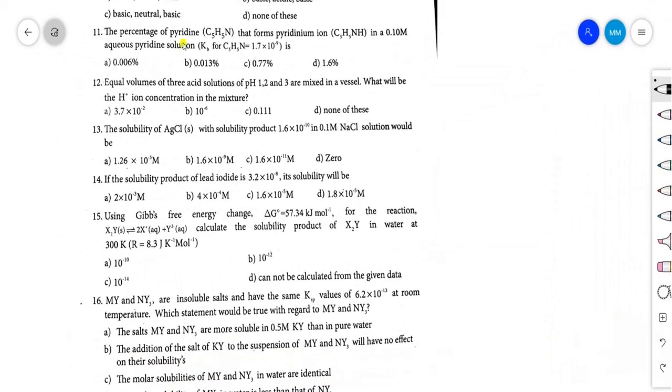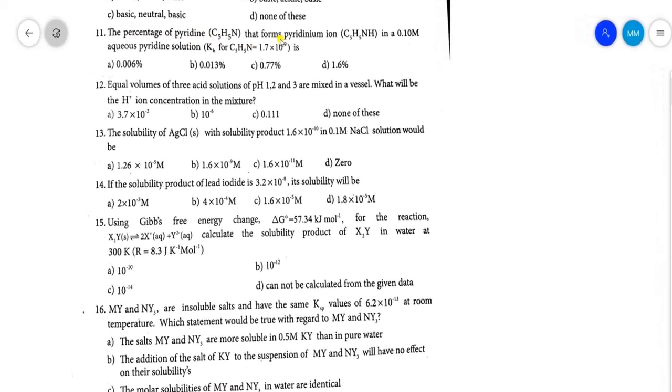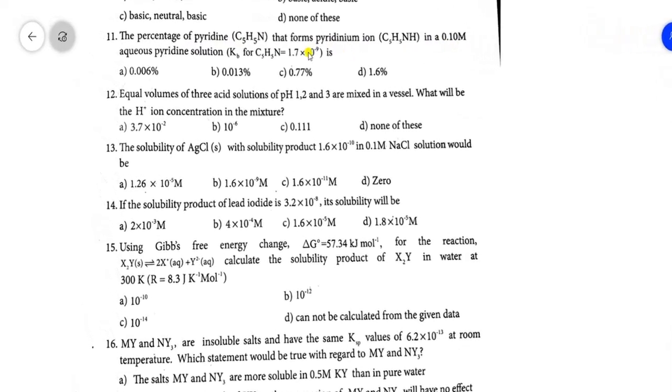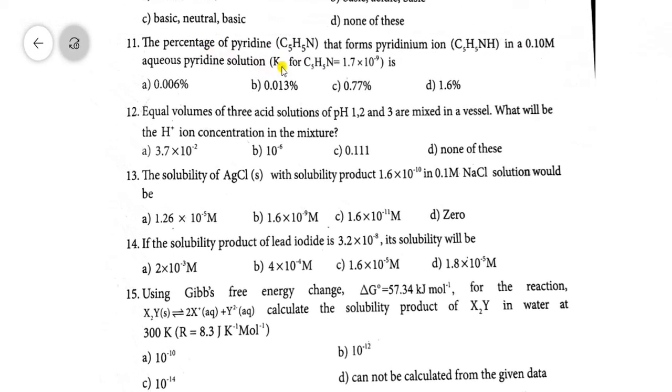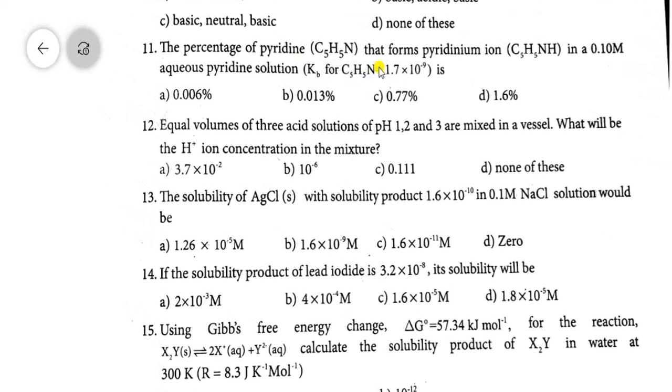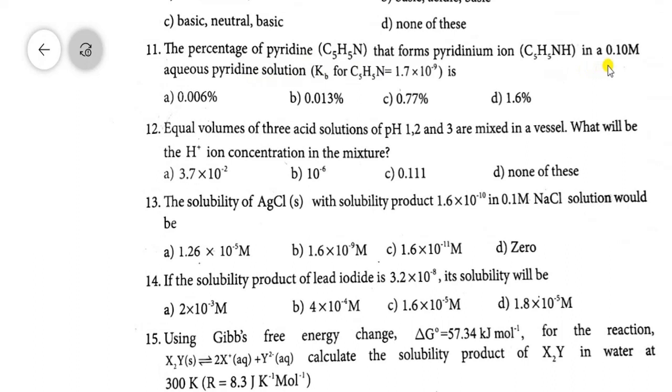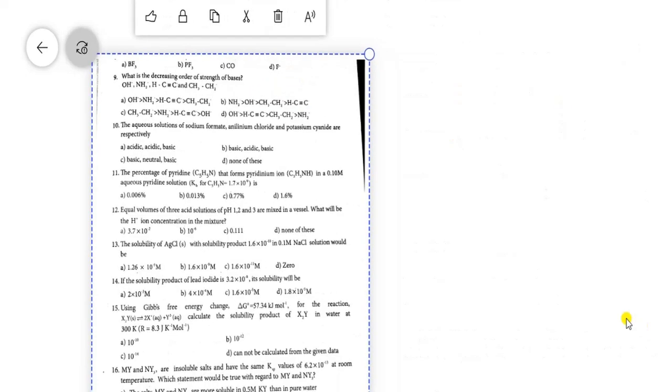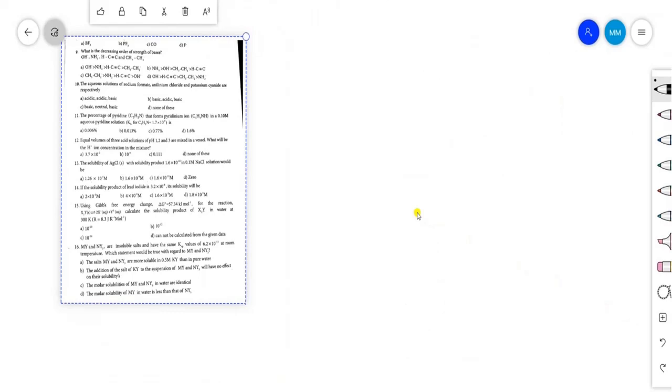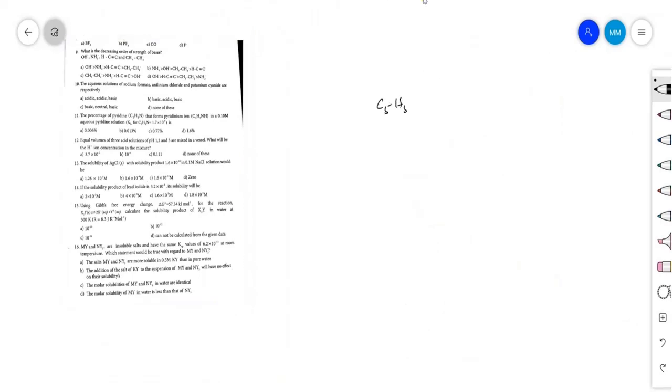Question number 11. The percentage of pyridine that forms pyridinium ion in a 0.10 M aqueous pyridine solution. The amount of pyridine that dissociates when the concentration of pyridine is 0.10 M is converted into pyridinium ion. What is the percentage of pyridine dissociated? Pyridine, C5H5N, dissociates to the pyridinium ion, C5H5NH+. The concentration of the substance is given as 0.10 M.